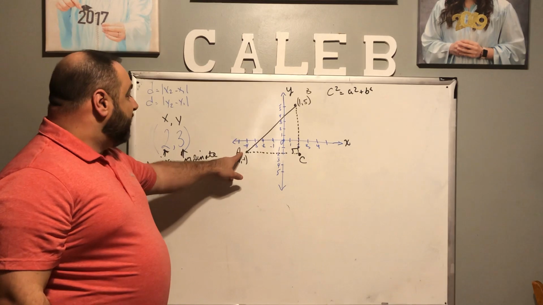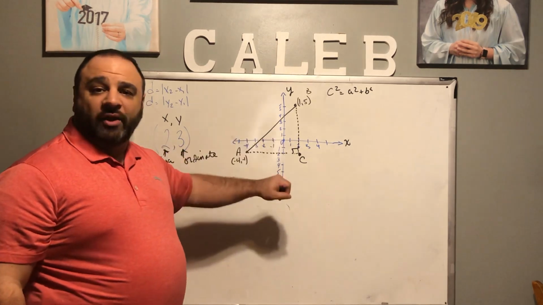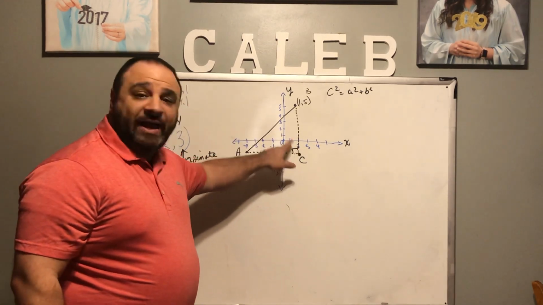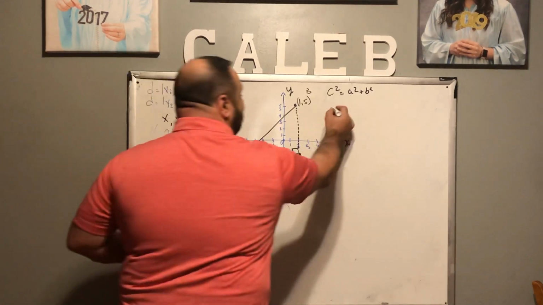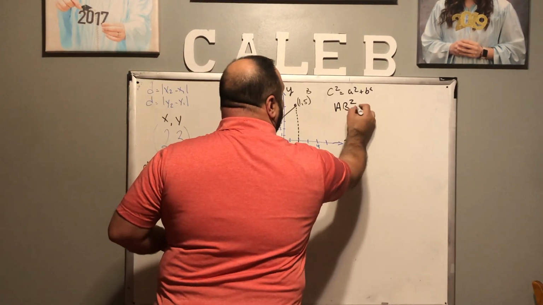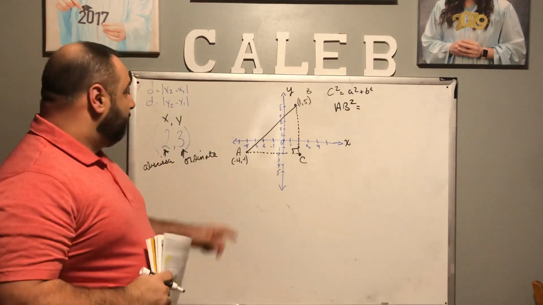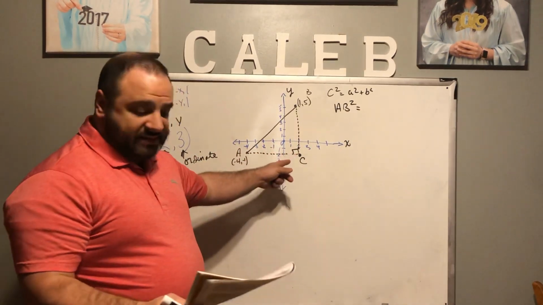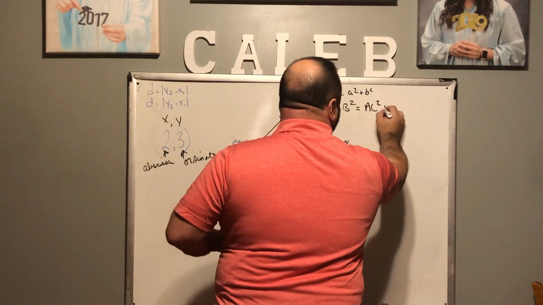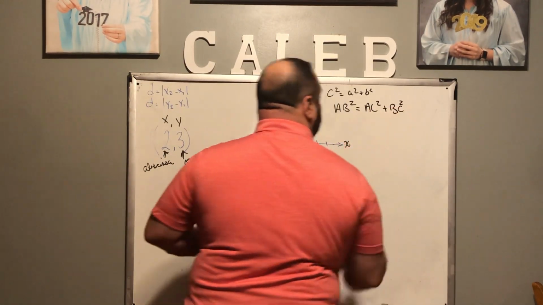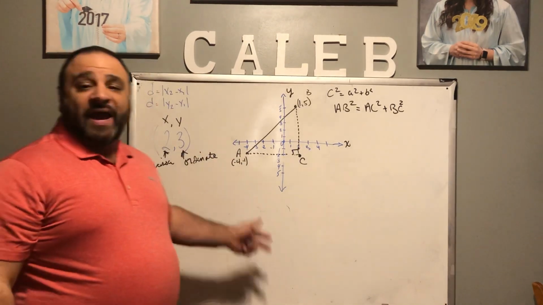So we're going to say, right, what's the hypotenuse in this right triangle? It's opposite the right angle. So AB is the hypotenuse. So we're going to write it as AB squared equals, right, then our legs. So AC squared and BC squared. Okay? So there's our Pythagorean Theorem.